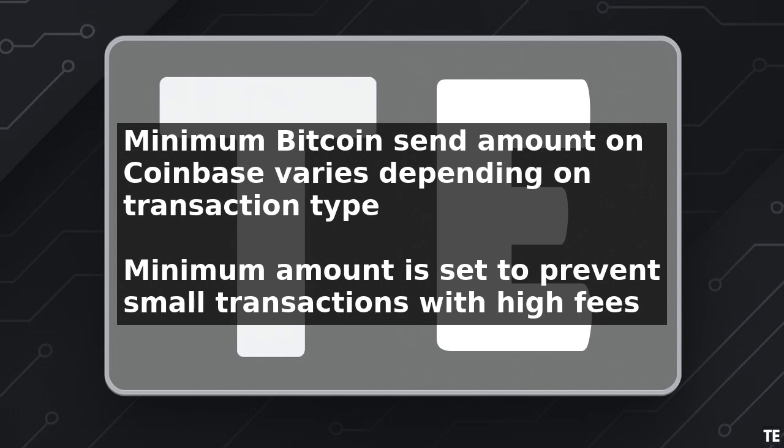As of now, the minimum amount of Bitcoin you can send on Coinbase is approximately 0.0001 BTC. Also known as 1/100th of a milli-Bitcoin or 100 Satoshis. However, this amount may be subject to change, so it's essential to check the Coinbase website for the most up-to-date information.